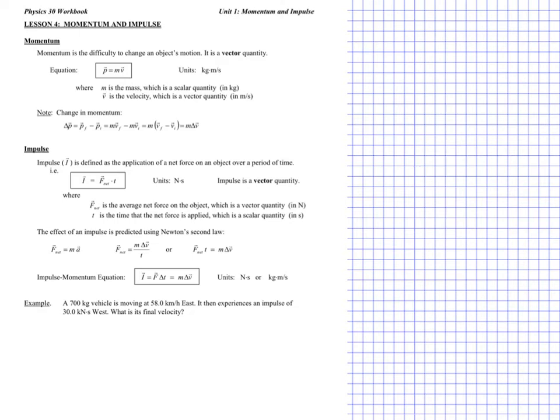Hello everyone, this is Physics 30, Lesson 4. We're introducing a proper Physics 30 concept now. This is momentum and impulse. And of course, during class, we will be talking about these concepts in a lot more detail.